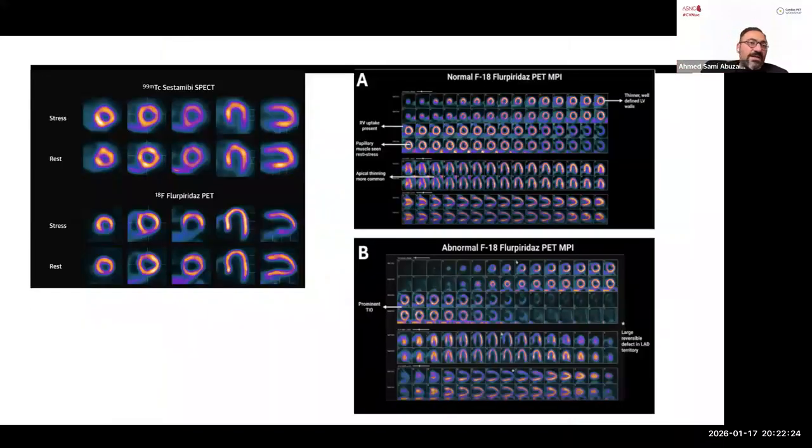However, if you compare SPECT images and look at the PET with flurpiridaz in a normal patient and an abnormal patient, you can see how crisp the images are. When you look at these images, we pick up a little bit of RV uptake. Sometimes the apex can be a little bit thinned, and usually that's normal in flurpiridaz and cardiac PET as well. But when we see abnormal cases, we pick them up very well, with very high accuracy and very good image quality. And this is just an image of a patient with flurpiridaz.